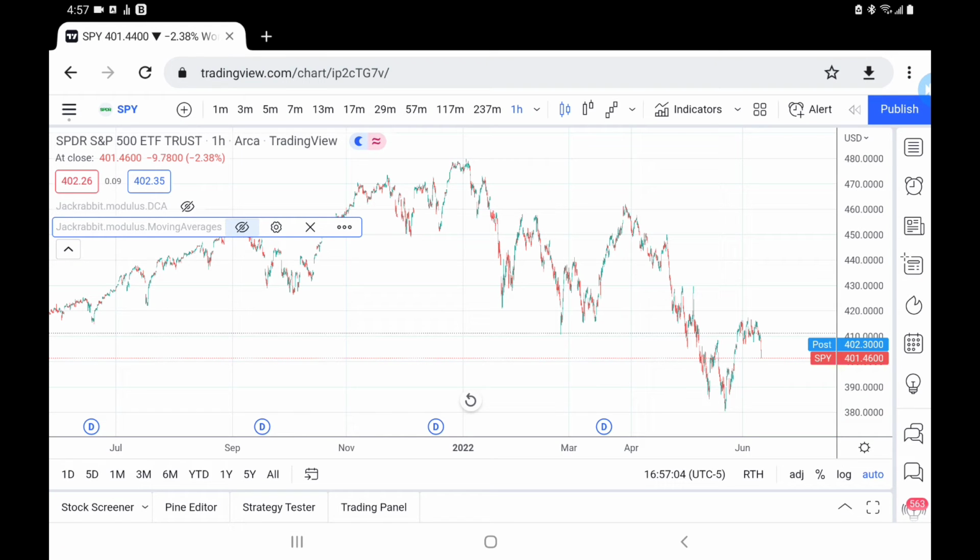Today I'm going to talk about dollar cost averaging. Not the Jackrabbit module, but I will be using the Jackrabbit module. No, today I'm talking about the bigger picture. Dollar cost averaging as an opportunistic way of increasing your position size and then selling at a perfect opportunity.